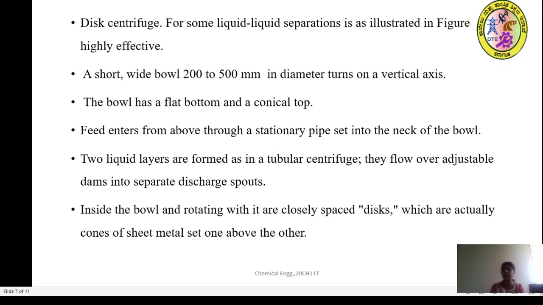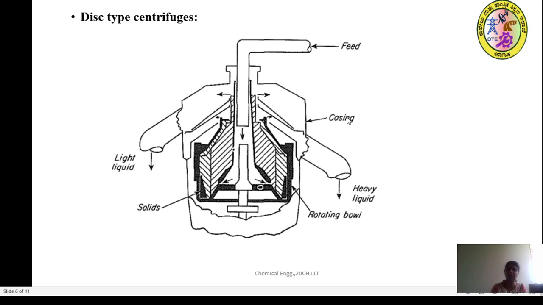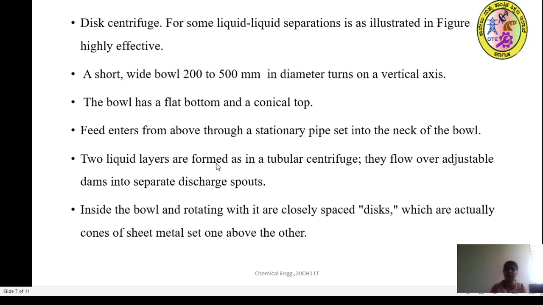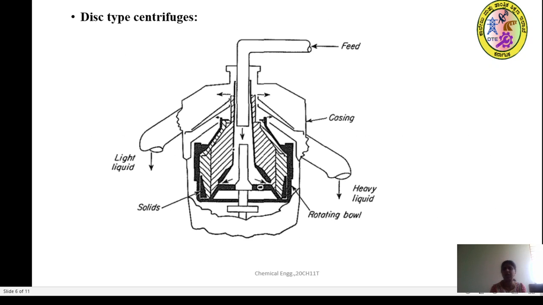The feed enters from the stationary pipe into the neck of the bowl. As I explained, the feed enters into the conical neck. Two layers are formed as in the tubular centrifuge. They flow over adjustable-diameter separate discharge spouts. Two liquid layers: one is the heavy liquid layer, and the other is the light liquid layer. Because of their different densities they separate, and they are taken out through the separate spouts which have been provided.